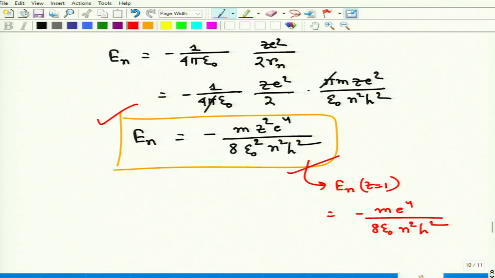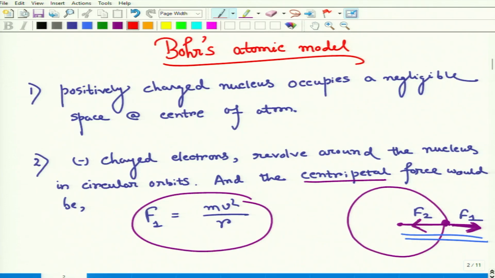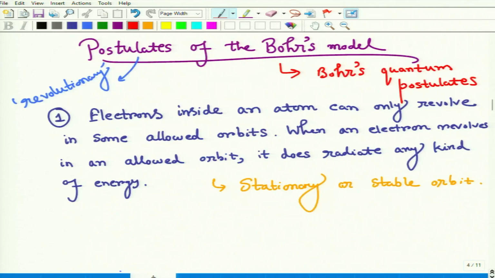So let me revise from the beginning what we have discussed. First we discussed the Rutherford model, then the drawbacks of the Rutherford model. After that we introduced Bohr's model. First we carried forward the outcomes of the Rutherford model, and then we discussed the postulates of Bohr's model. There are basically 3 postulates.